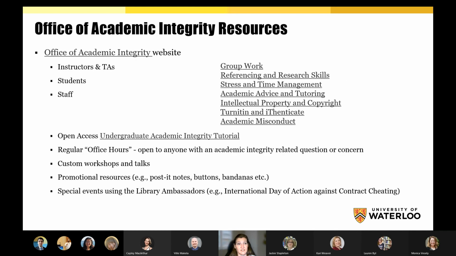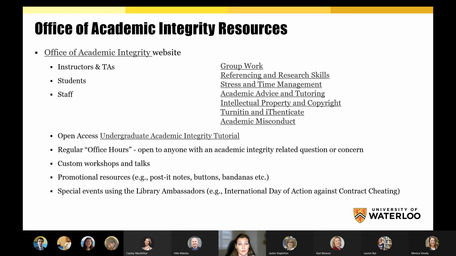So on my final slide here, I just want to point out again all the different resources that we have on the Office of Academic Integrity website. We've tried to break the website down into three key areas. So there are instructors and TAs information, student information, and there's information for staff. And they kind of revolve around these topics on the right of the slide here.